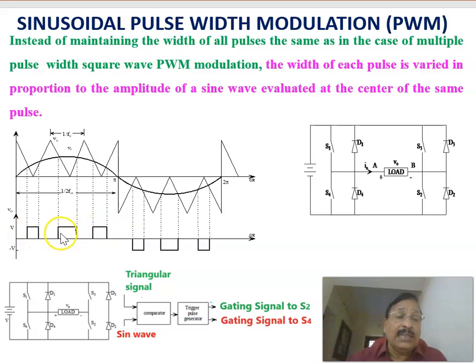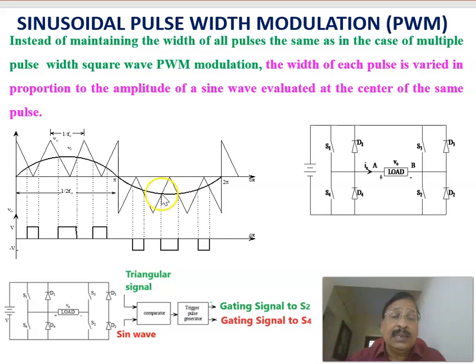If you look into this, we can see that the width of the pulse is changing. It is proportional to the magnitude of the sinusoidal modulating signal at the center of the pulse. This is during the positive half cycle. During the negative half cycle of the modulating signal, S3 is permanently on and S4 is controlled. Again the same rule applies: when the reference or modulating signal magnitude is more than the carrier voltage, S4 is closed. During that period, with S4 closed and S3 closed, you are getting a negative voltage.